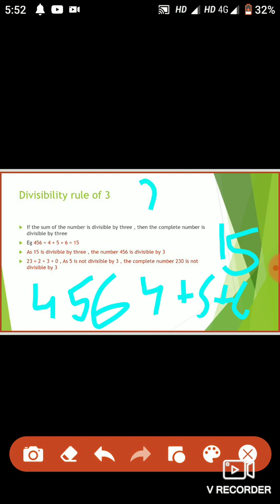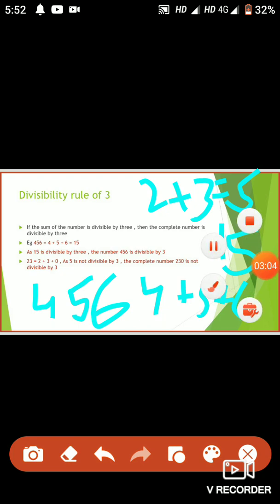23. 2 plus 3 will give me 5. 5 is not divisible by 3. So the number 23 is not divisible by 3. The sum should be divisible by 3. Then only the number will be divisible by 3.